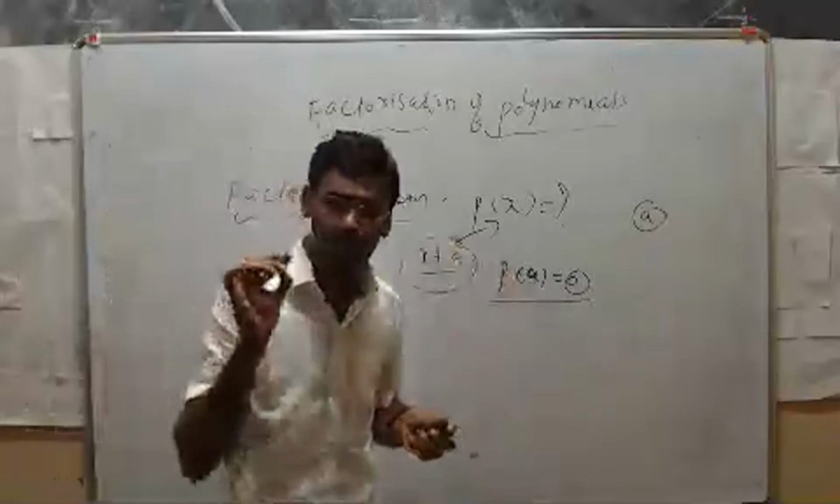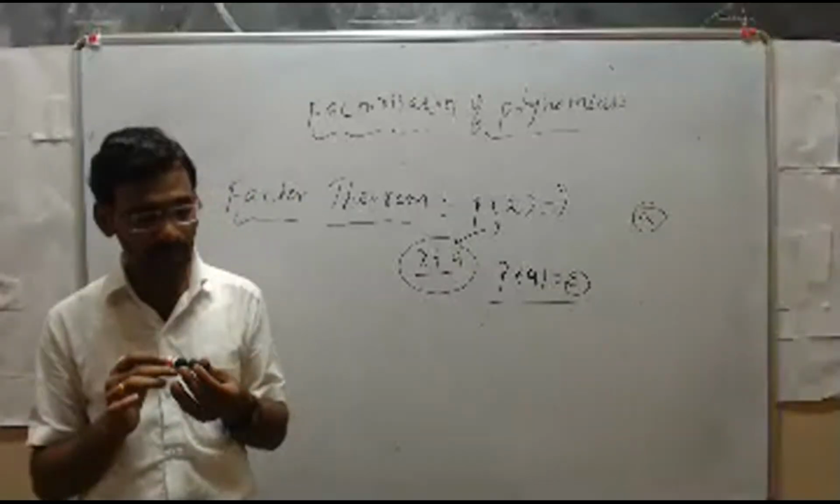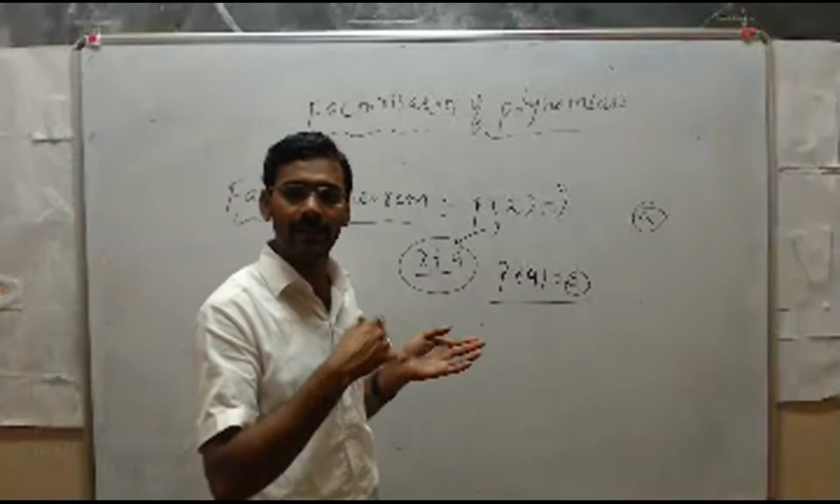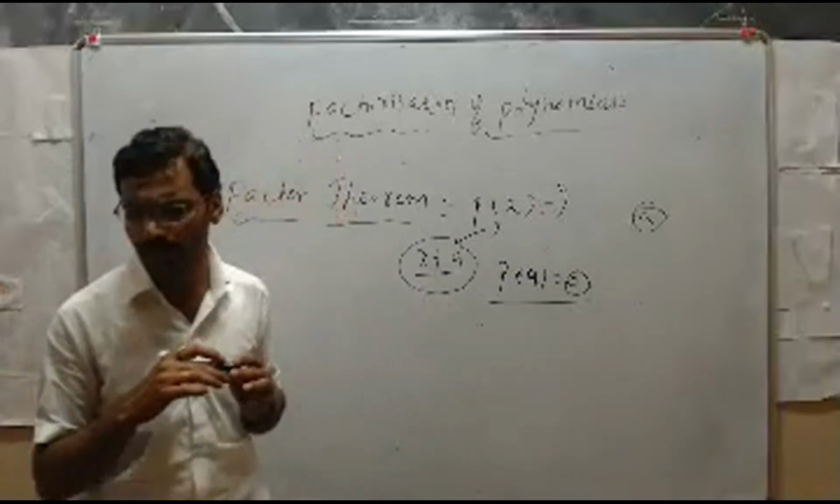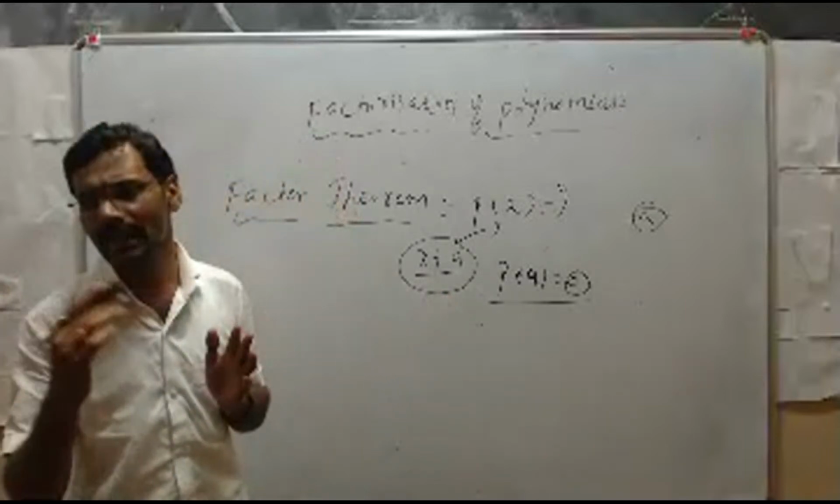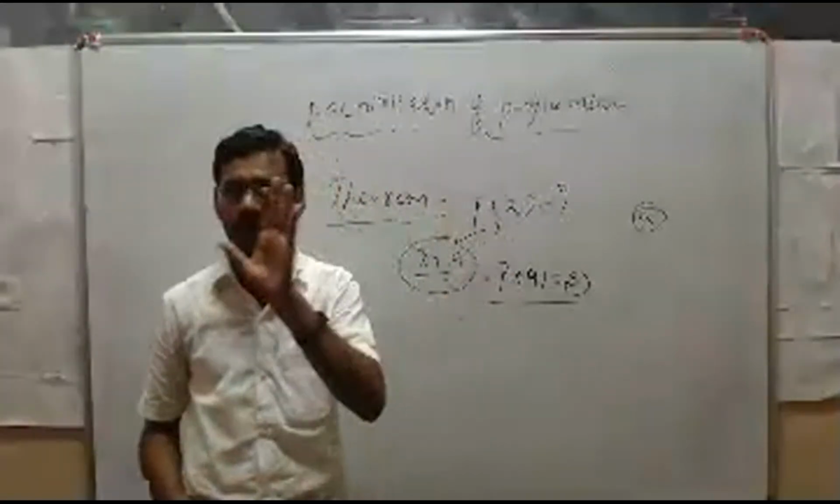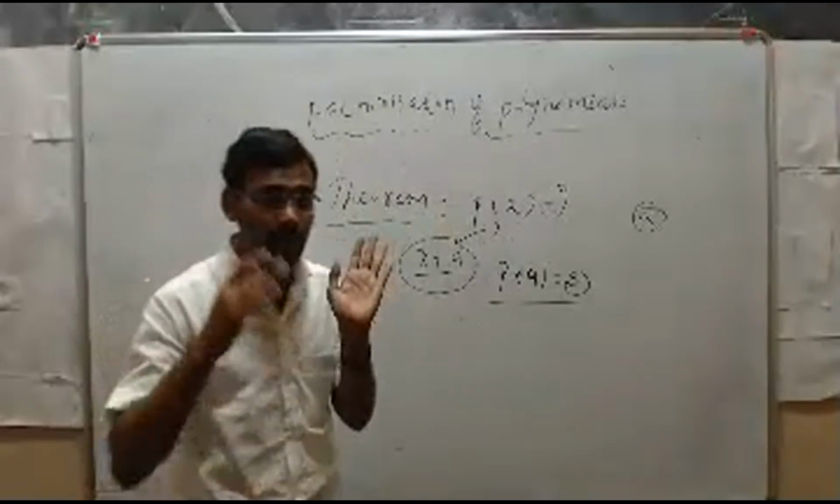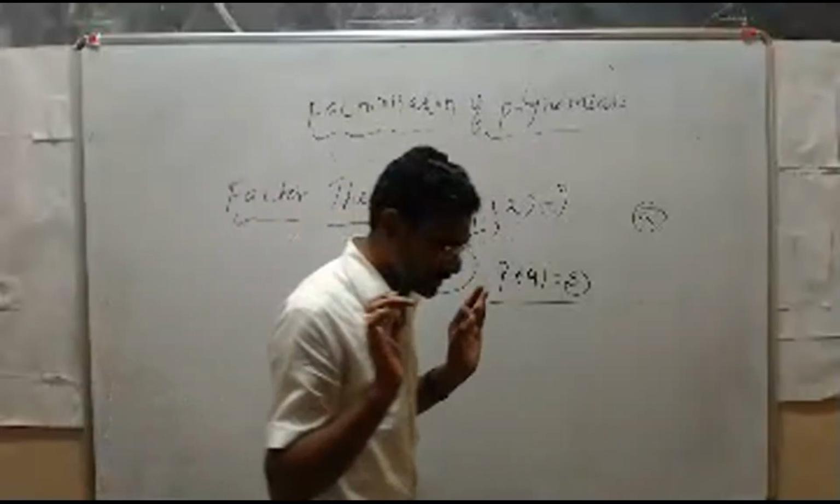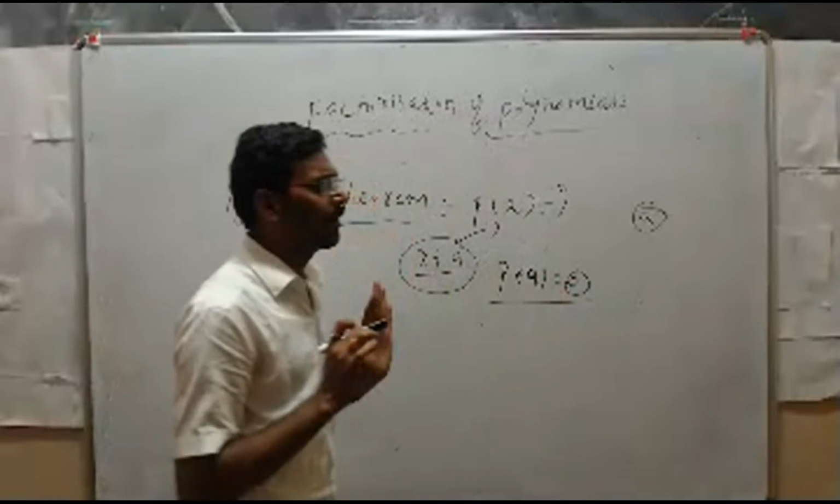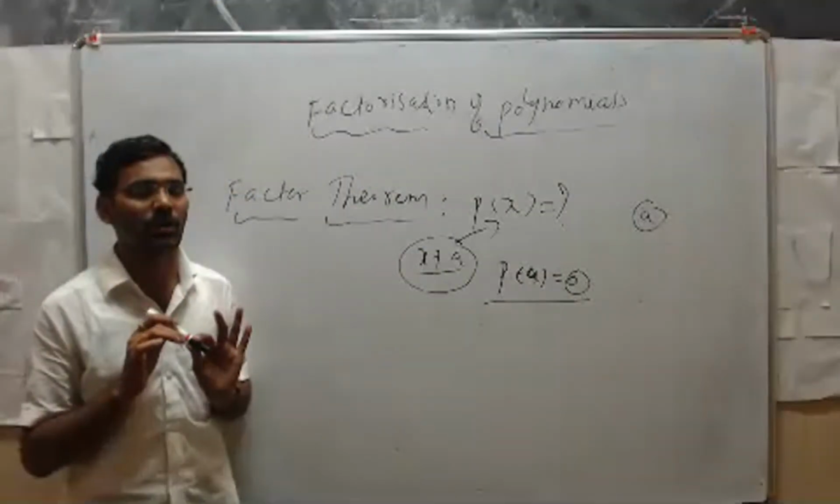P of a is equal to how much? 0. P of x is any polynomial, its degree is greater than or equal to 1, and a is any real number. Then x minus a is a factor of p of x means p of a is equal to 0. Okay, now it is the factor theorem.